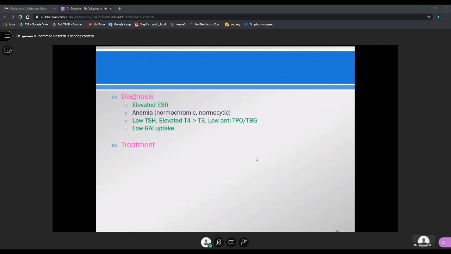In diagnosis, you can expect different levels of thyroid hormone test results. There will be elevated ESR, the patient may have anemia, TSH will be low with elevated T4 more than T3, and low antithyroid antibodies. Radioiodine uptake will be low.